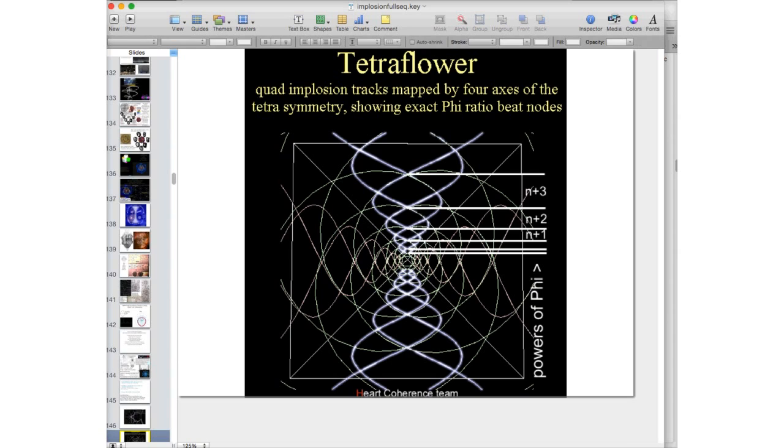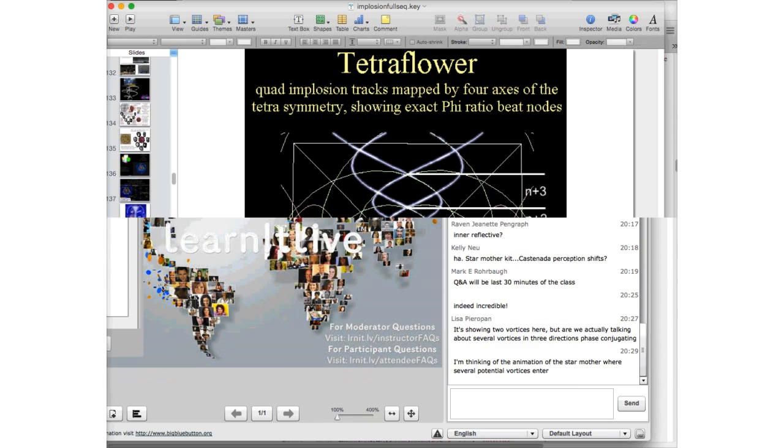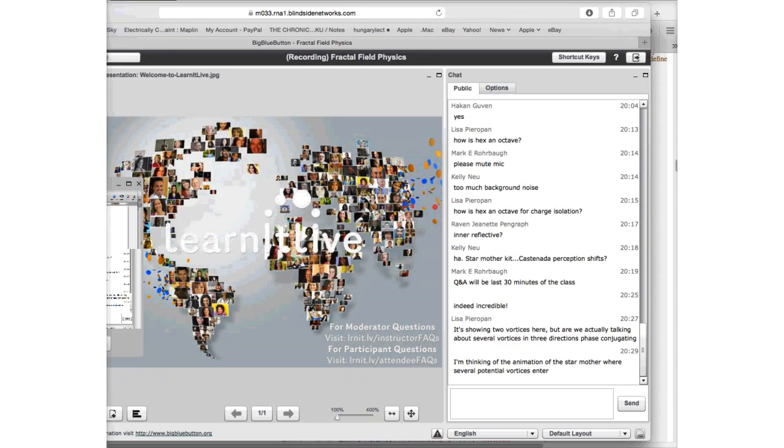Now, we want to understand that in more practical terms, in terms of bioactive fields. But first, there's something we need to say about producing gravity. Are we going to be able to talk about gravity here and not confuse people? Let's see how good we are. First, let's see if there's any more questions. Oh yeah, Lisa says, thinking of the animation of the Star Mother where several potential vortices.